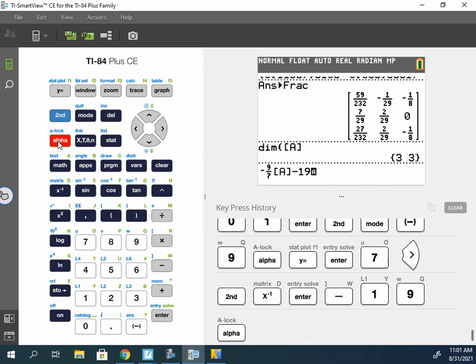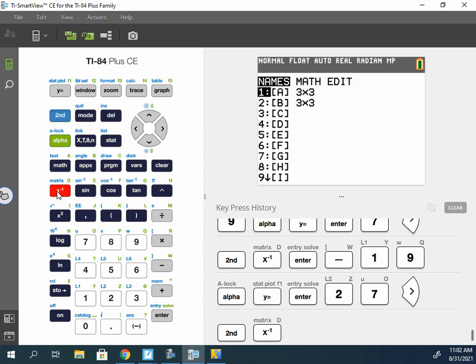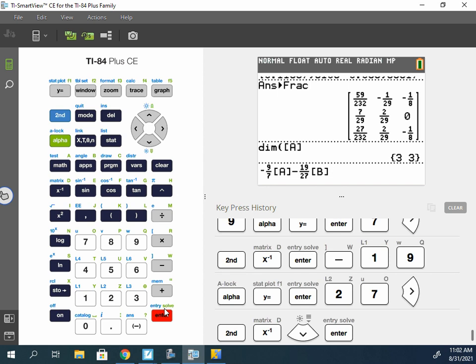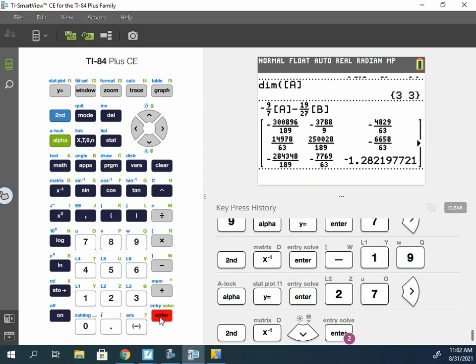19 alpha y equals enter over 27. Now you could call up the fraction first if you want to do alpha y equals enter and then type 19 over 27. That'll be the same thing. And then we want what? Second matrix B. So I can scroll down 1 and say B. And then we can hit enter. And it's going to think and give us this here.